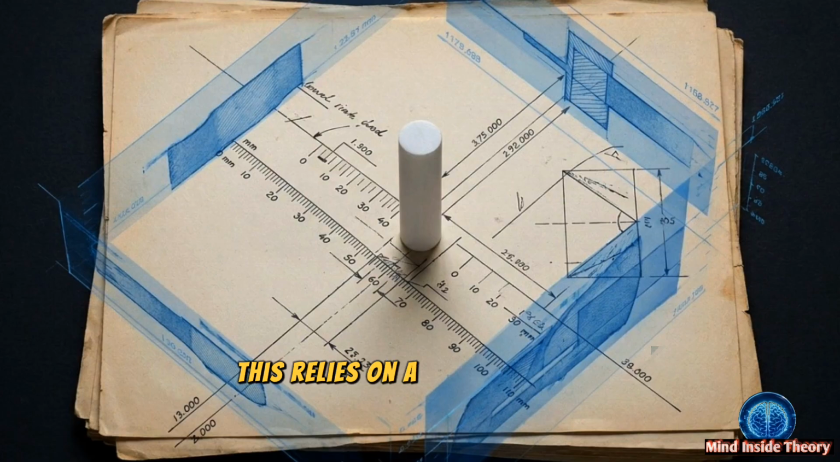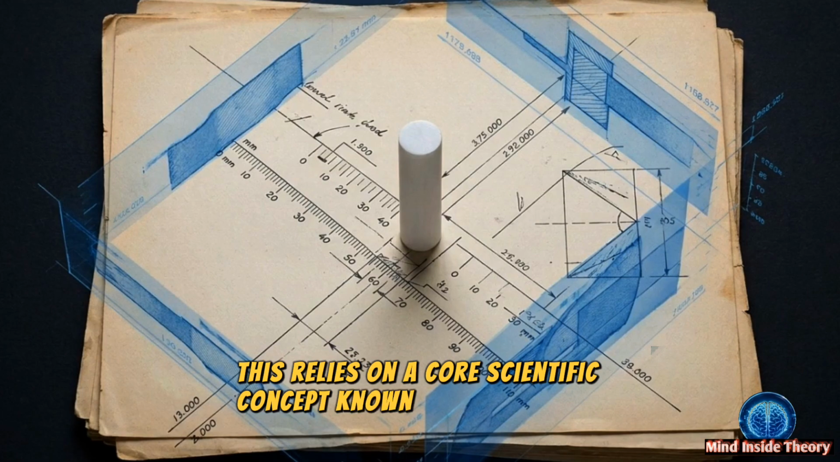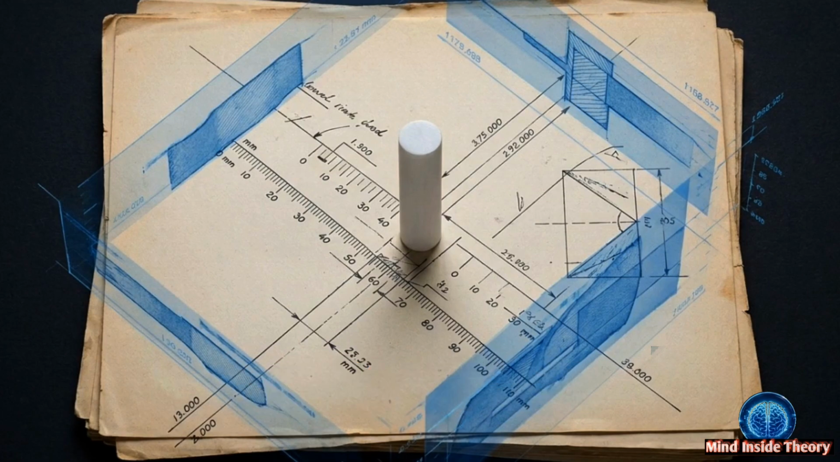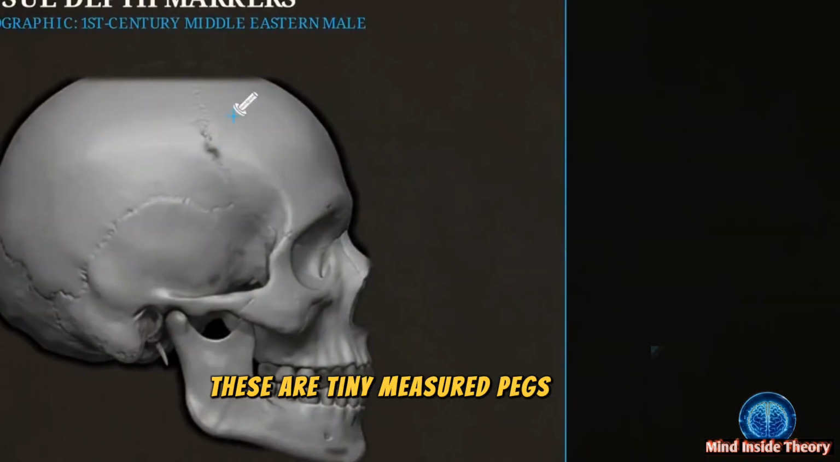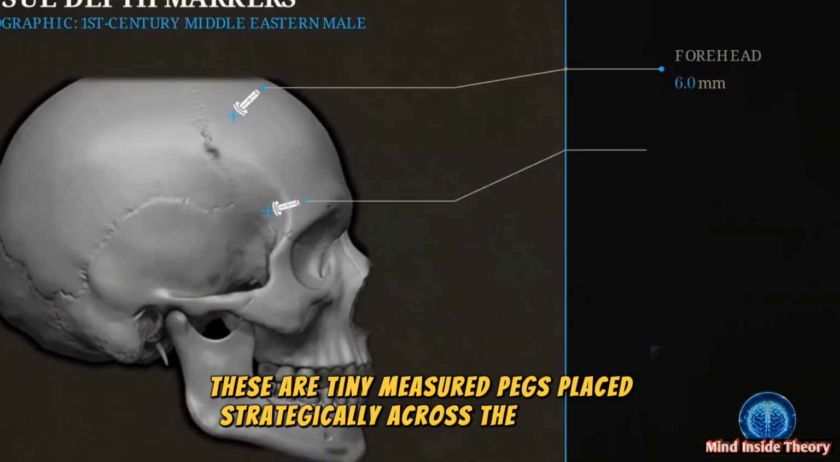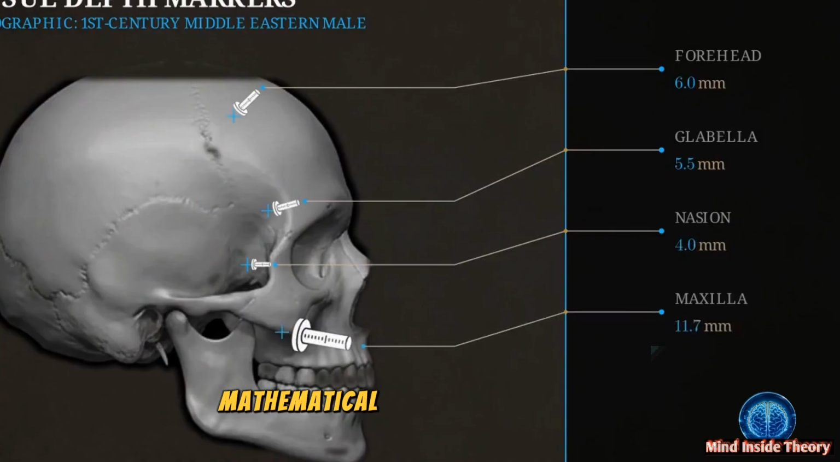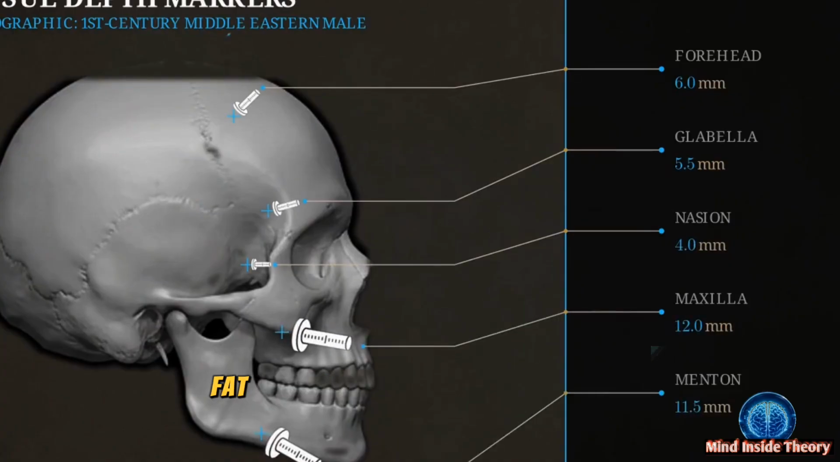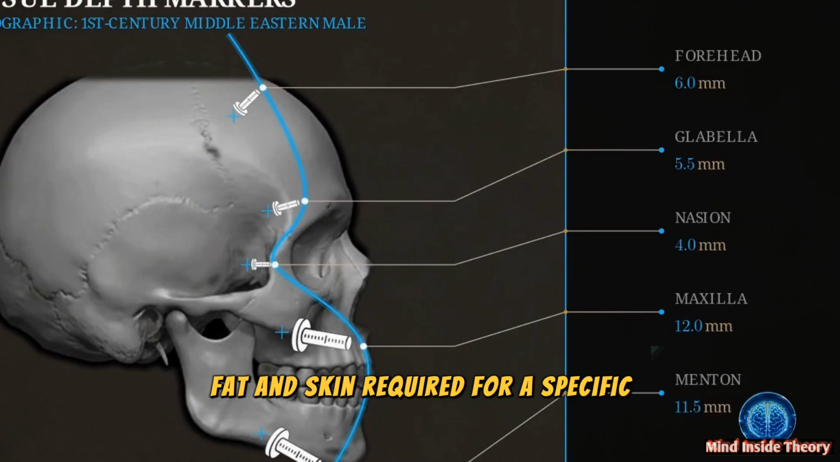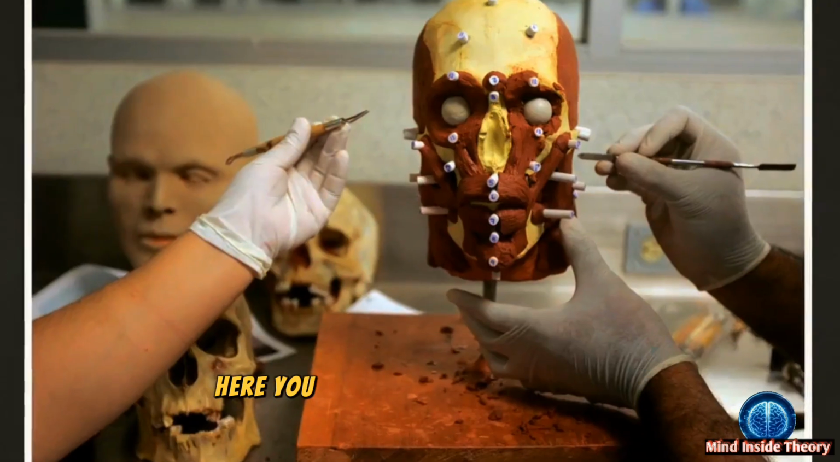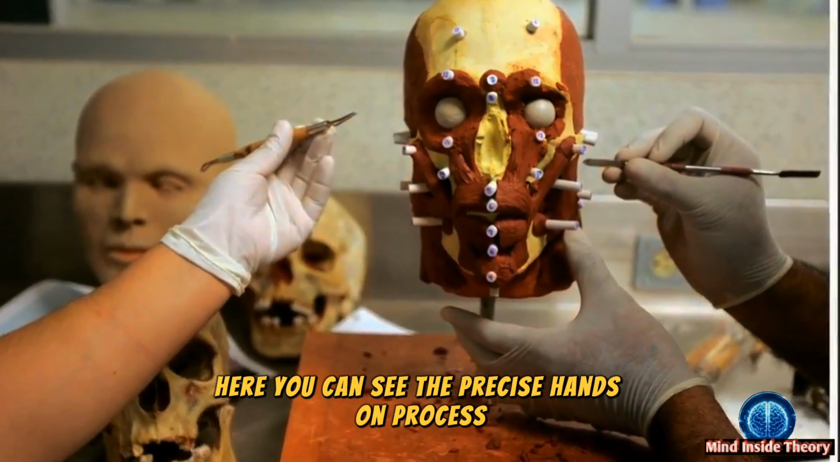This relies on a core scientific concept known as tissue depth markers. These are tiny, measured pegs placed strategically across the 3D model, allowing scientists to calculate the exact mathematical thickness of muscle, fat, and skin required for a specific demographic. Here, you can see the precise, hands-on process.